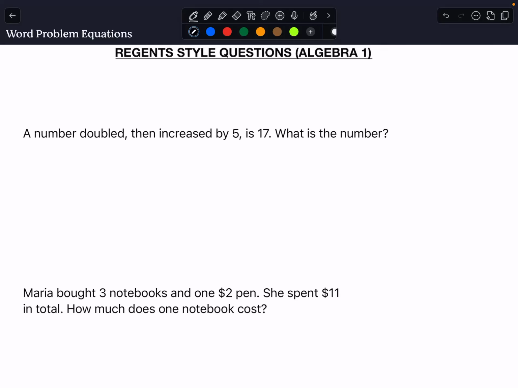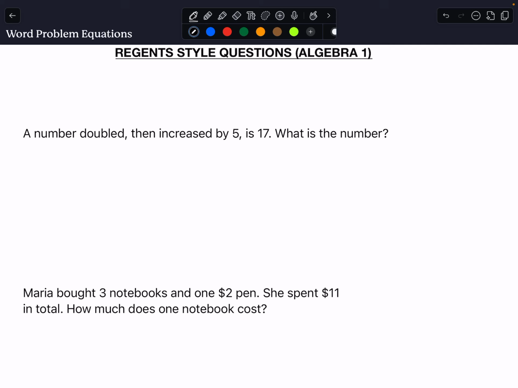Today, we're going to be working on Regents Style Questions, word problem equations for Algebra 1. Think you got it in you? Let's see. With all the stuff that we learned so far, I'm pretty confident you guys can do it. But let's get started. A number doubled, then increased by 5 is 17. What is the number?